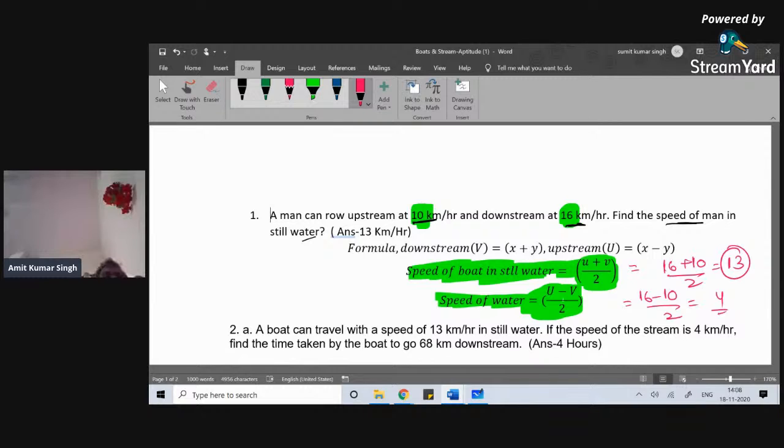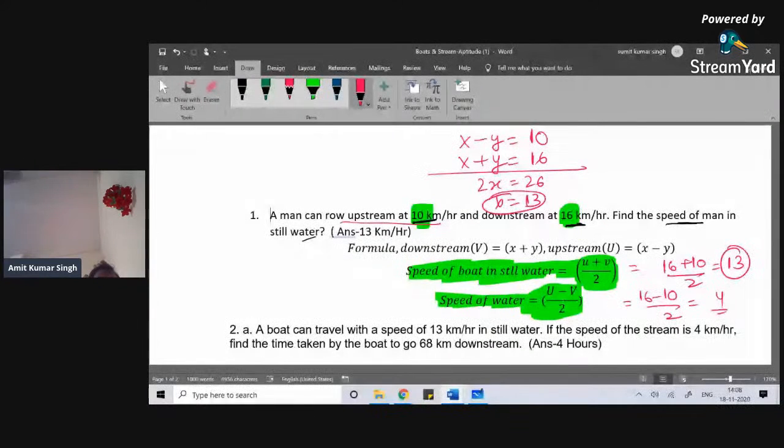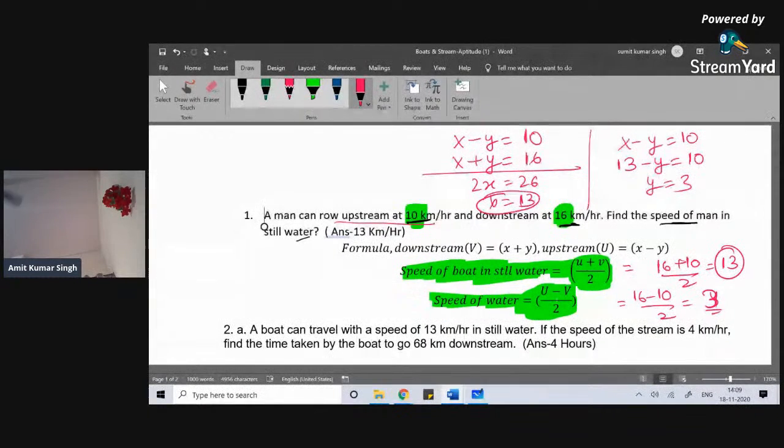Otherwise, you don't need to write the speed of the man in still water. You can simply write the speed of water is 4. It's very simple. If you get the value of x, now x minus y is equal to 10. So x is equal to 13, 13 minus y is equal to 10, so the value of y is 3. Clear, everyone? I don't think anyone has any doubt on this part.